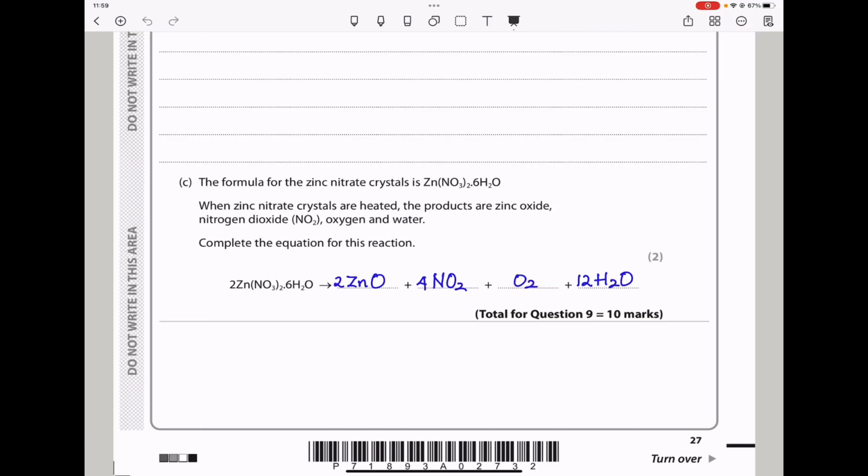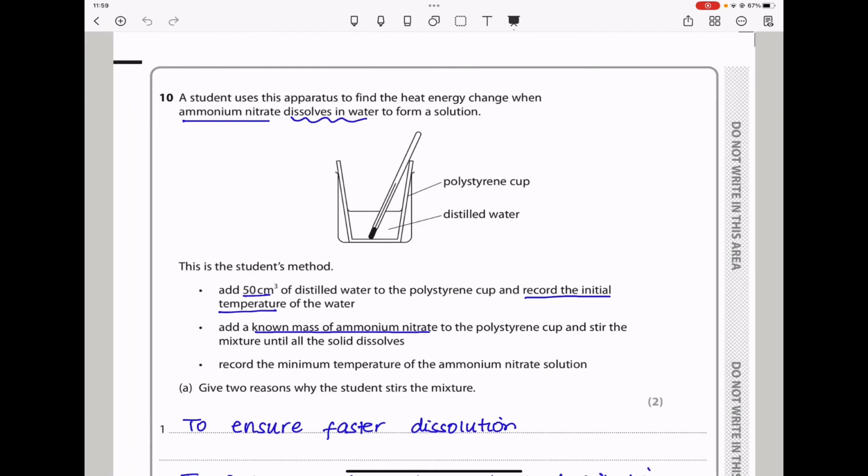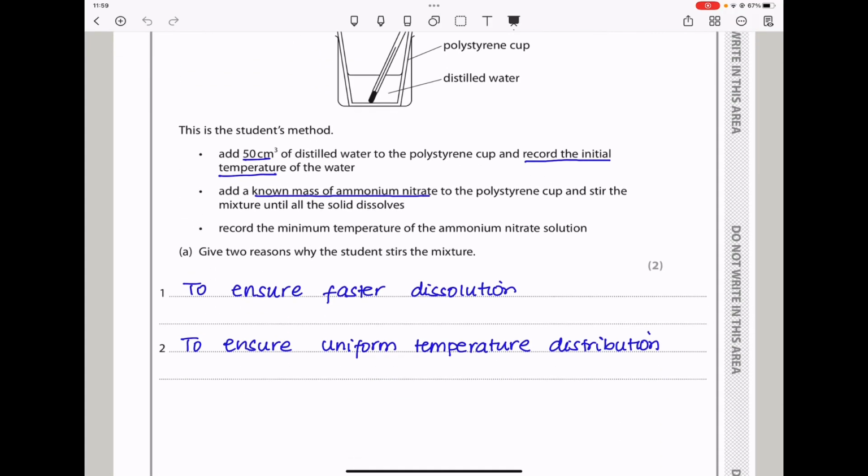So this brings us to the end of question 9. Let's continue to question 10. Question 10. A student uses this apparatus to find the heat energy change when ammonium nitrate dissolves in water to form a solution. So we can see there is distilled water, there is a polystyrene cup, and the thermometer. They say this is the student's method.